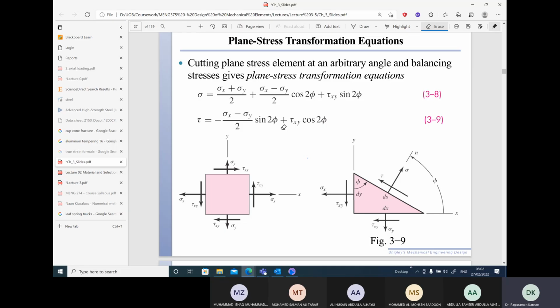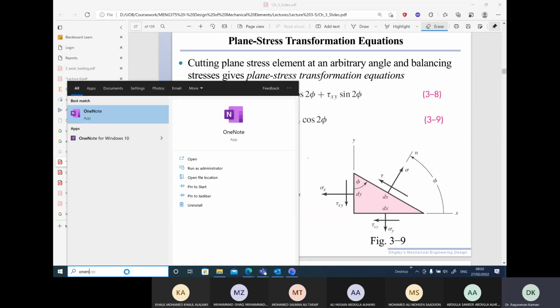What are these eigenvectors and eigenvalues? Eigenvector corresponds to the direction of principal stresses, and eigenvalues correspond to the principal values themselves. Okay, so first let's introduce that concept.